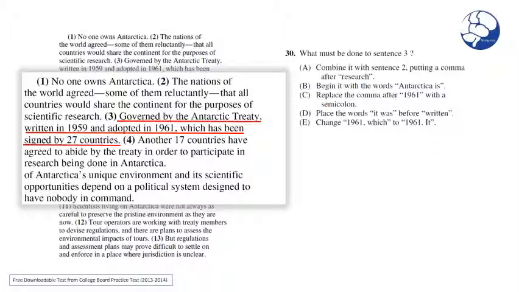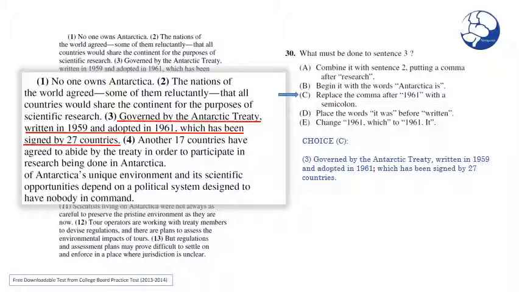In choice C, we're asked to replace the comma after 1961 with a semicolon. If we were to do that, the sentence would read, governed by the Antarctic Treaty, written in 1959 and adopted in 1961, semicolon, which has been signed by 27 countries.